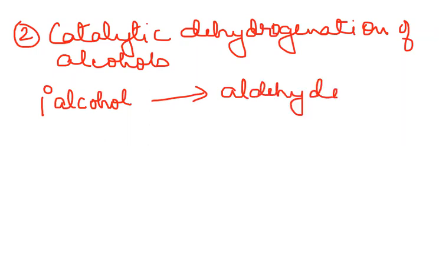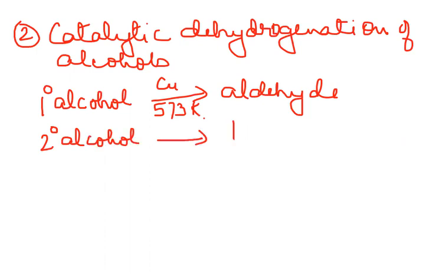The reagent in this case, we are going to use copper at a high temperature, let us say 573 Kelvin. Similarly, a secondary alcohol is going to give us a ketone. So a secondary alcohol under the same conditions is going to give us a ketone. So this is one of the other methods of preparation. Now let's come to the third method of preparation here, which is going to be by ozonolysis.